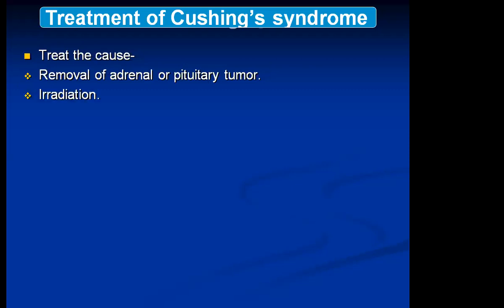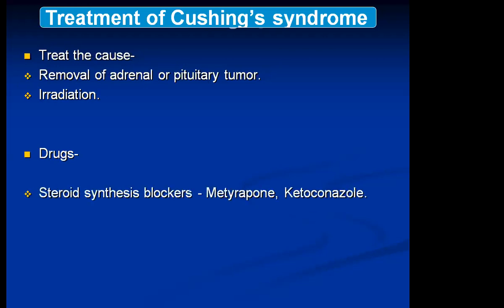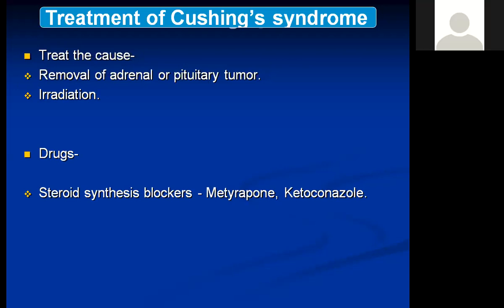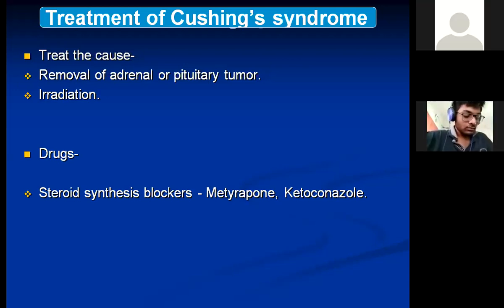Irradiation. After the surgical intervention, in certain patients, you can just use radiotherapy. And therefore, whatever the cancerous cells or malignant cells are remaining, you can destroy them by using this radiotherapy. There are certain drugs which can be used in Cushing syndrome. There are certain steroid synthesis blockers like metyrapone or ketoconazole.